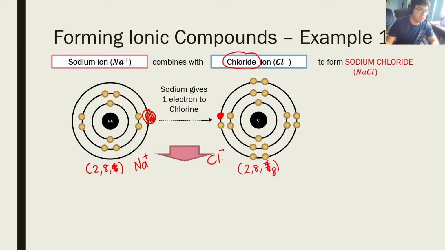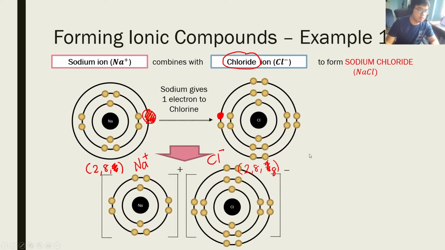This is what they look like in terms of the ions. Sodium has a plus here, the sodium ion, and the chloride ion has a negative here, and then they become NaCl. These are the two ions joined together. That is how they look in terms of this electron diagram.